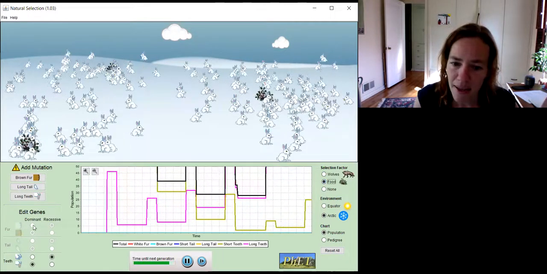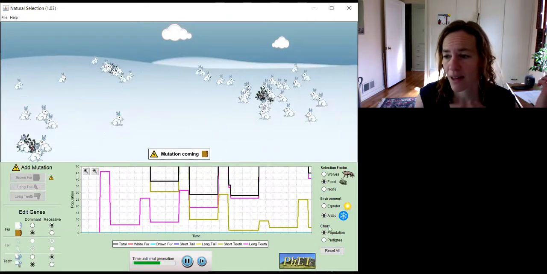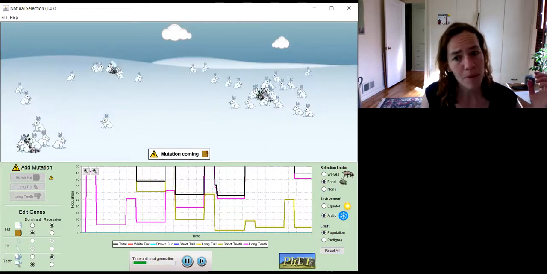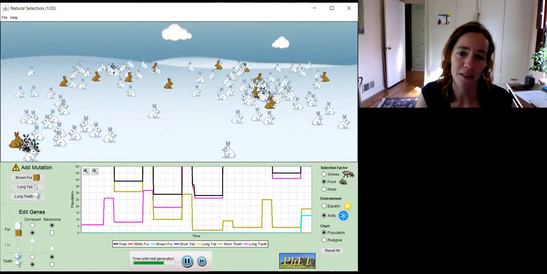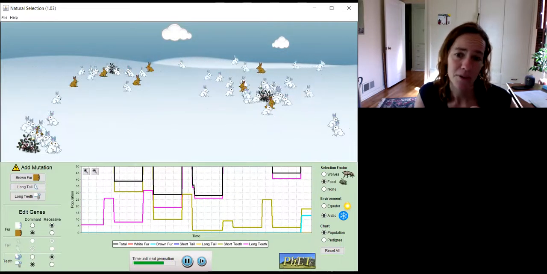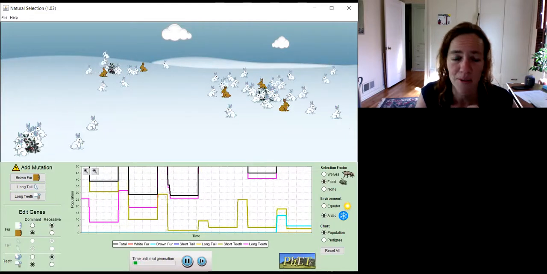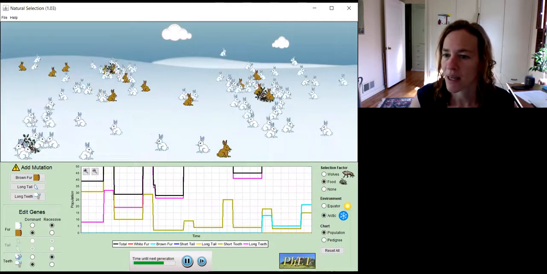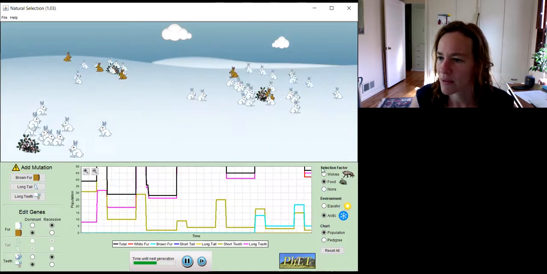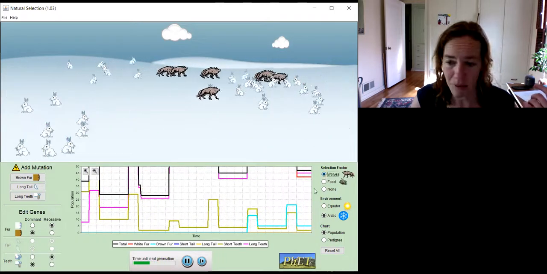Now, if we add the brown fur and the long teeth, without the wolves, we will think that the brown furred bunnies are going to do fine in the Arctic. Probably the brown furred bunnies with the long teeth particularly will do fine because the long teeth seem to help them with the food. If we get rid of the food situation and add some wolves, they're going to eat the brown bunnies, right? Because the brown bunnies are easier to find.